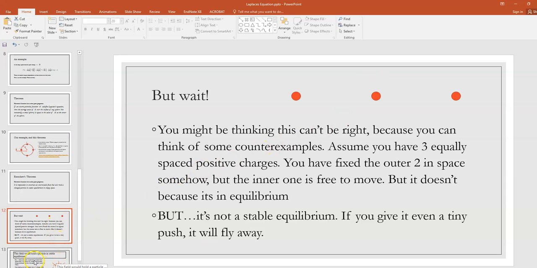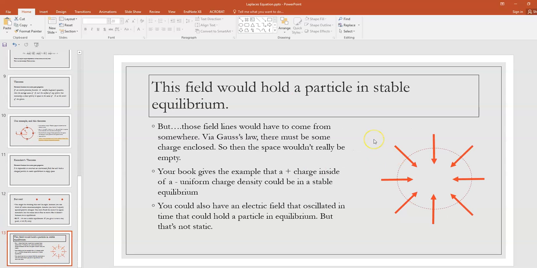Now, you might be thinking, okay, but what about something like this, where I have electric field lines, as shown here in these orange arrows, that are all pointing inward, right? And in those situations, yeah, I could have a charge that I would put, say, right here in the center, and that charge would be in a stable equilibrium because it would feel a force from all sides, and if I gave it a little push, it would just go right back. And you're right, that would be a stable equilibrium, but it would also not be an empty space, okay?